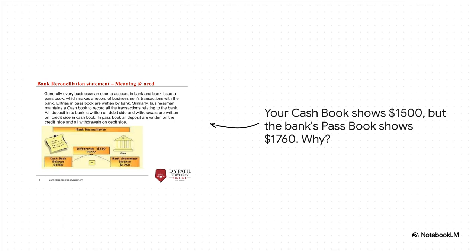So let's start with a really common situation. You look at your company's records, the cash book, and it says you have $1,500. But then you get the statement from the bank, the passbook, and it says you have $1,760. So why are they different? The tool we use to figure that out is the Bank Reconciliation Statement, or BRS for short.